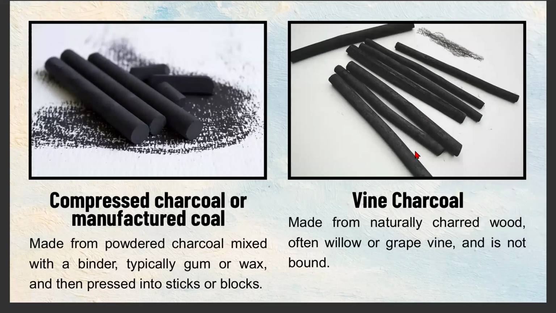The first one is the artificial or compressed charcoal. This type of charcoal is commonly mixed. It is a powdered charcoal that is mixed with a binder in order for you to create this. The reason why they call it compressed is because you're compressing the powdered charcoal along with the binder. With compressed charcoal or manufactured charcoal, you may be able to create dark or stronger lines. But the downside of it is it's harder to erase. At the same time, it's also more durable.